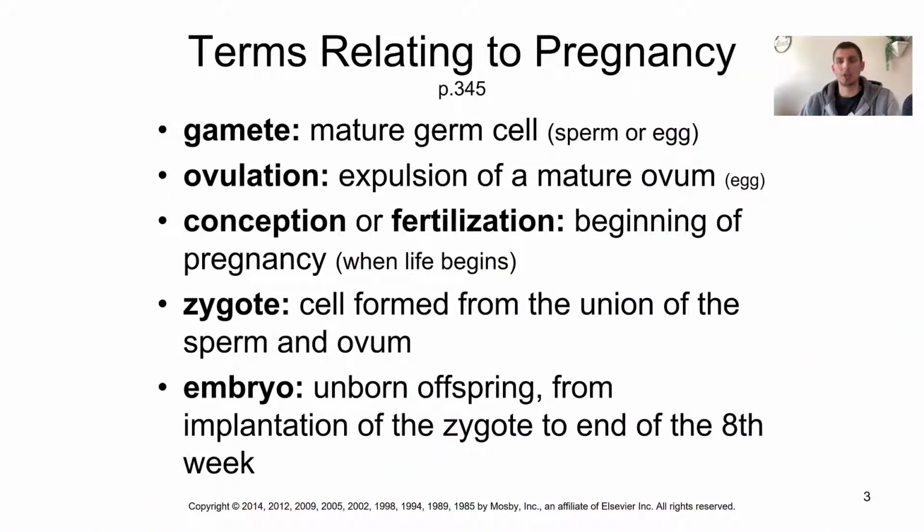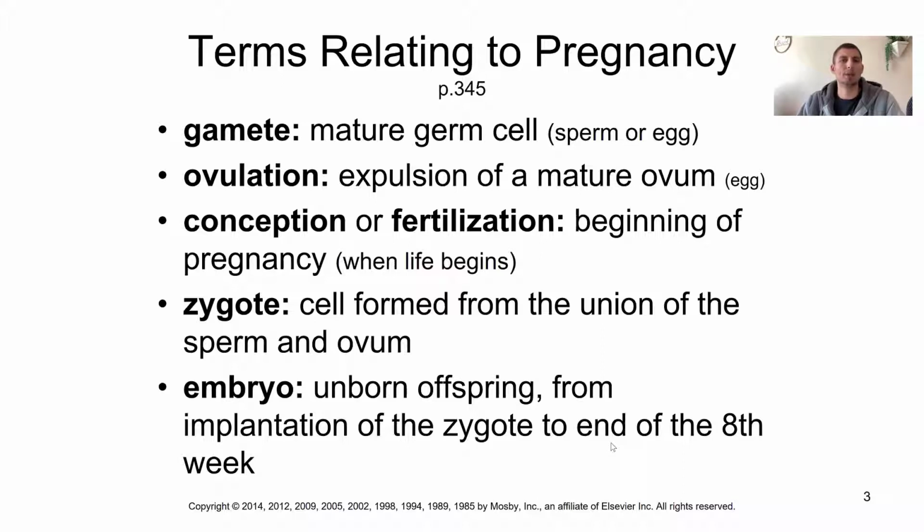Neonatology is a little bit different in that it's specifically looking at the treatment of the newborn. So jumping straight into our chapter 9, page 345, we're looking at terms relating to the pregnancy. First thing we see here is the gamete, which is the mature germ cell, or essentially it's the sperm or the egg cell. Ovulation, we discussed this in last chapter, chapter 8, about the female reproductive system. And ovulation meaning, again, the expulsion of that mature egg or ovum.